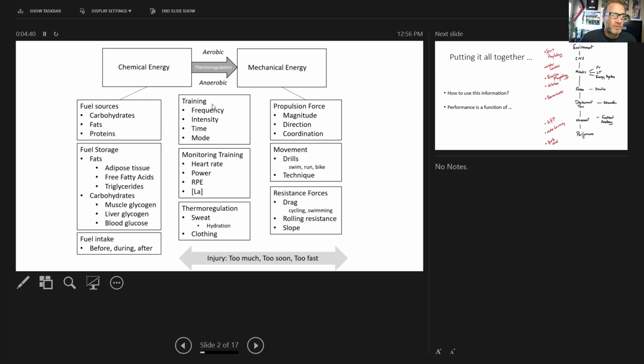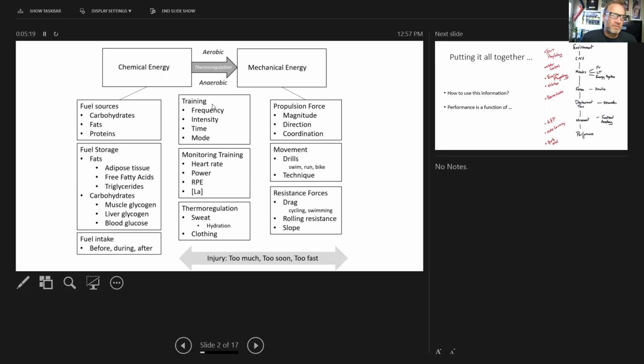And we did talk quite a bit about thermoregulation, sweat rate, how much hydration to take in, clothing influences on maintaining thermoregulation, and even posted some information on using wetsuits to maintain core temperature during swimming. On the far right side of this slide is mechanical energy, and that's where we start talking about developing a propulsive force and understanding the magnitude of force or direction of force, or even the coordination of different muscles to generate a net force. This now starts moving more into biomechanics of endurance performance.